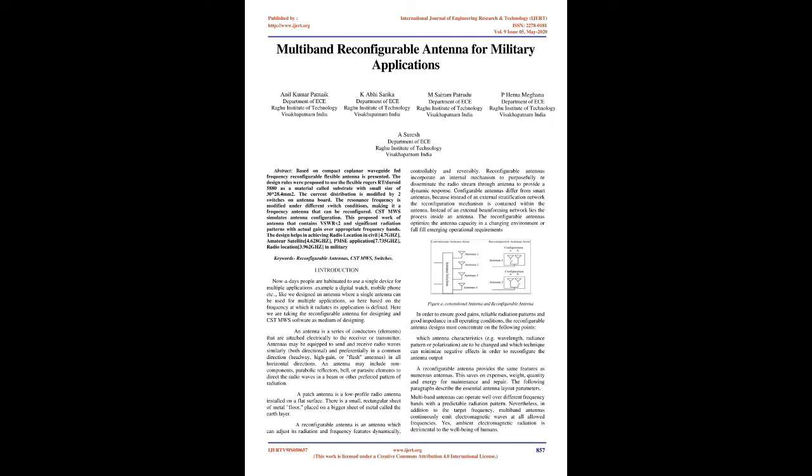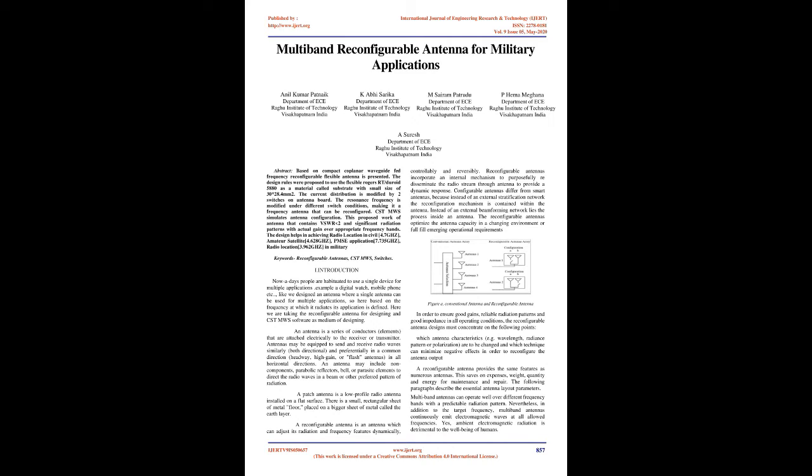A patch antenna is a low-profile radio antenna installed on a flat surface. It is a small, rectangular sheet of metal placed on a bigger sheet of metal called the ground plane. A reconfigurable antenna is an antenna which can adjust its radiation and frequency features dynamically, controllably, and reversibly. Reconfigurable antennas incorporate an internal mechanism to purposefully redistribute the radio frequency currents through the antenna to provide a dynamic response.